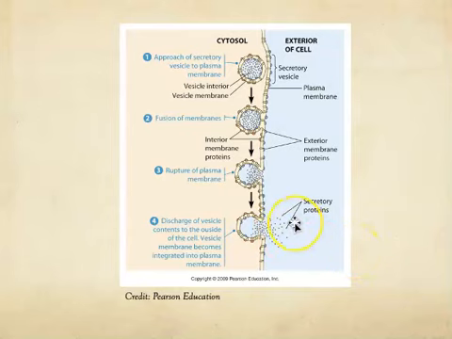Now you might wonder what happens to this empty transport vesicle at this point. And the answer is it simply becomes part of the plasma membrane. In other words, its membrane simply melds in and becomes part of the plasma membrane.